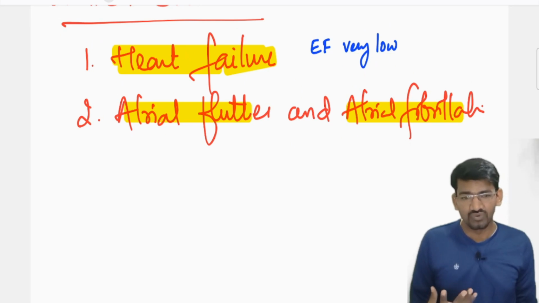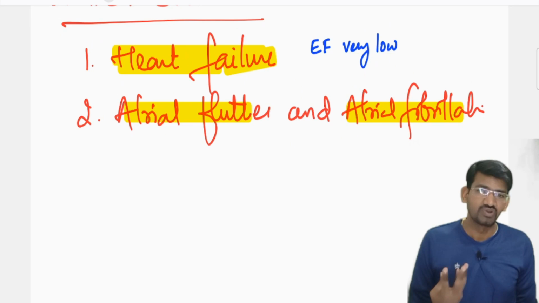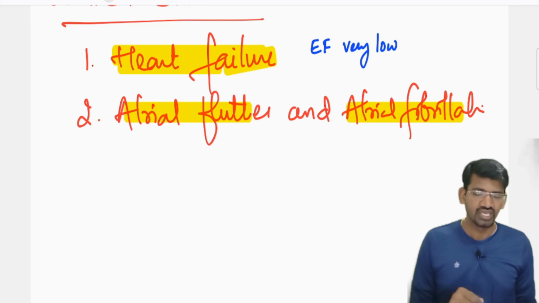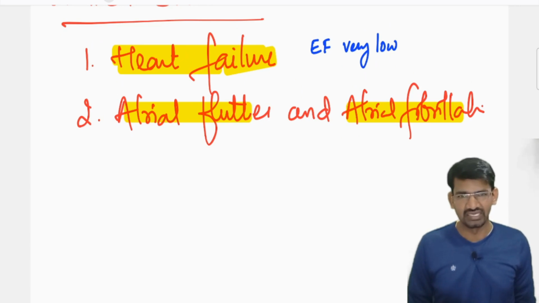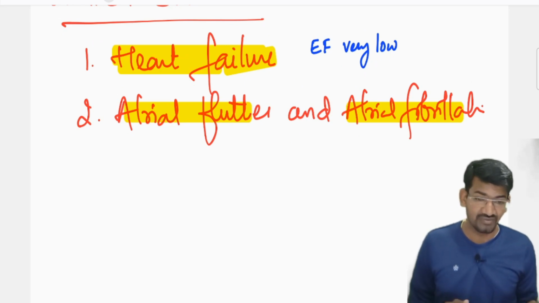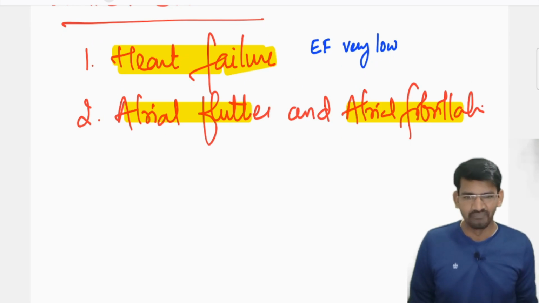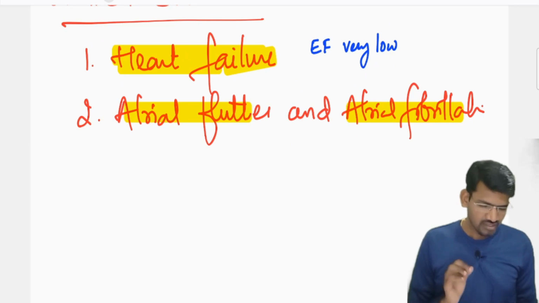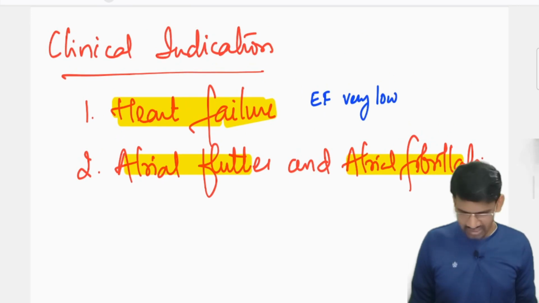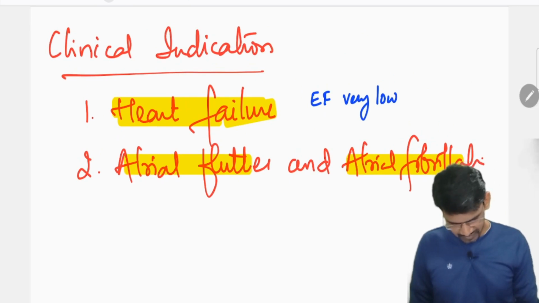Even in atrial fibrillation, the rate may go up to 350 as well. In such cases we can use this drug to reduce the heart rate. So this is actually the adverse effect, but here in this case it is used for the therapeutic effect. So atrial flutter and atrial fibrillation are the indications for digoxin therapy.